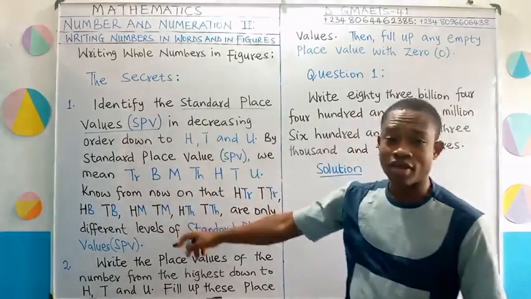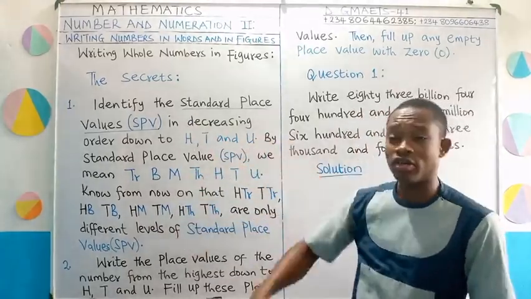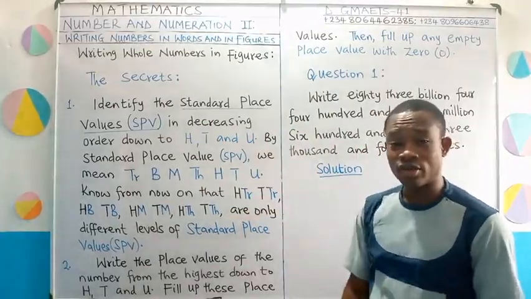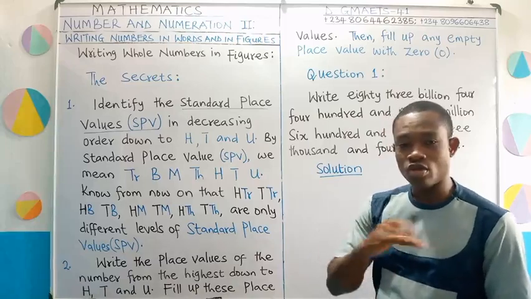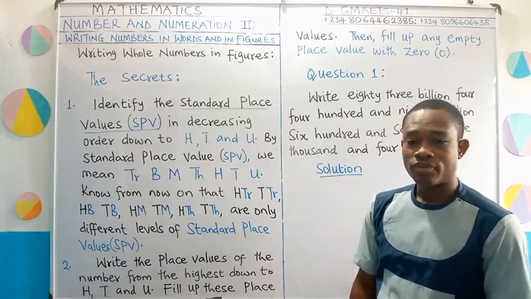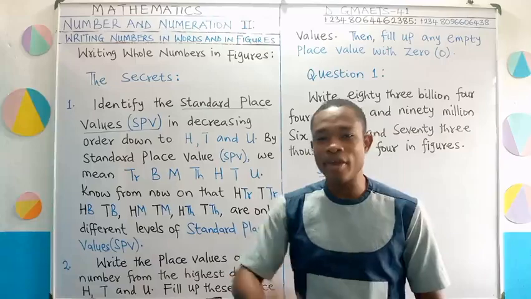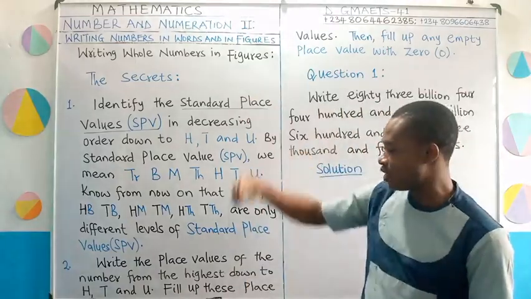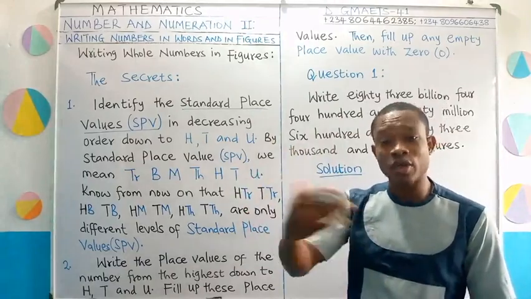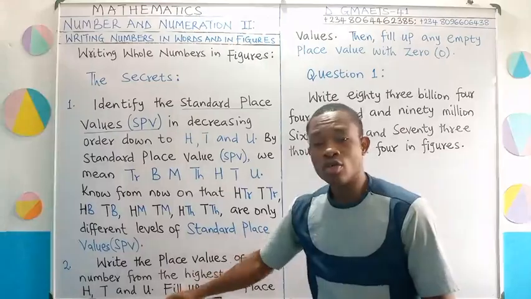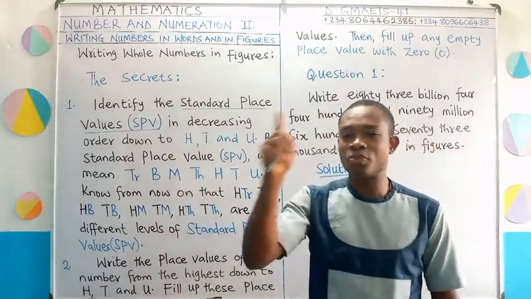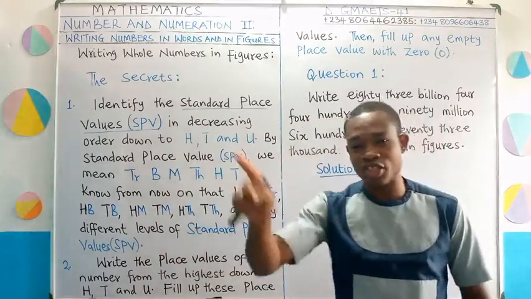Secret number 1, identify the standard place values in decreasing order down to units. And I've told you what these standard place values are. I've also explained to you what levels of place value is all about. Secret number 2, you are now expected to write the place value starting from the highest place value down to the lowest place value of the whole number, which of course is units. So write them out and then start filling each place value with the digits that should enter there.